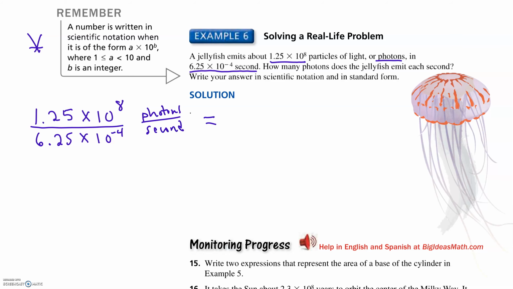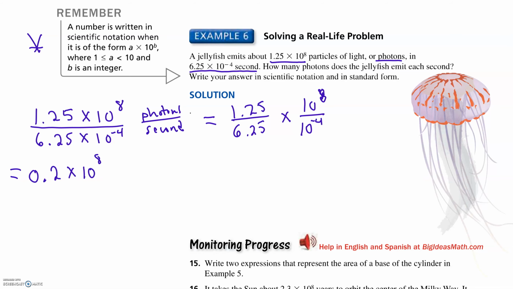So what we're going to do is rewrite that a little bit, and here it is, 1.25 divided by 6.25 times 10 to the 8th divided by 10 to the negative 4. And we'll keep rewriting. 1.25 divided by 6.25 is 0.2. And 10 to the 8th divided by 10 to the negative 4th, we can subtract exponents. Take the top one, subtract the bottom one. So 10 to the 12th, because 8 take away negative 4 is really 8 plus 4. So we have 10 to the 12th.